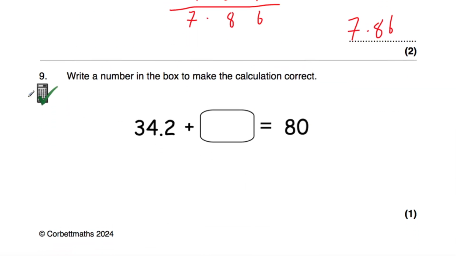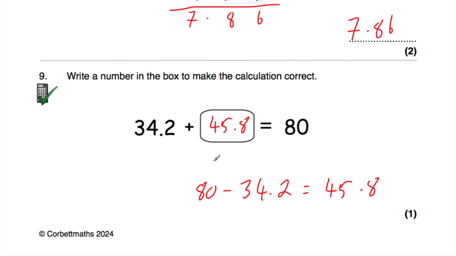So question number 9 is a calculator question, so that's quite nice. And it says, write a number in the box to make this calculation correct. So 34.2 plus blank is equal to 80. Well, this number plus this number is equal to 80. So if we do 80 subtract 34.2, then the answer would be what would go in here. And it's a calculator question, so that's really nice. So 80 subtract 34.2 is equal to 45.8. So the answer is 45.8, and that's it.